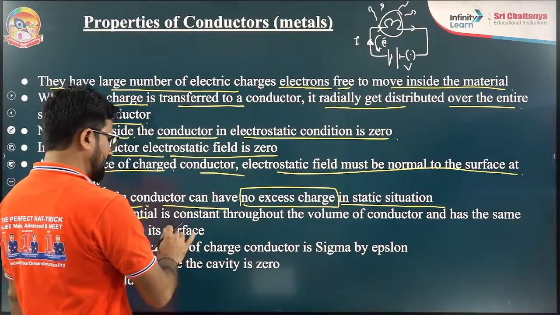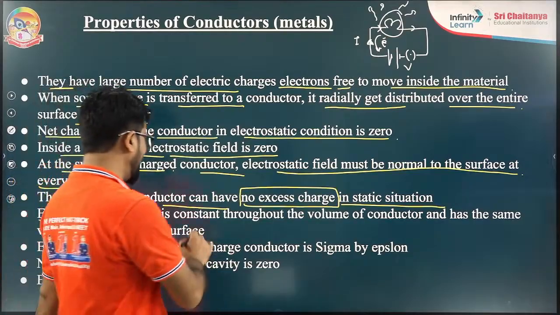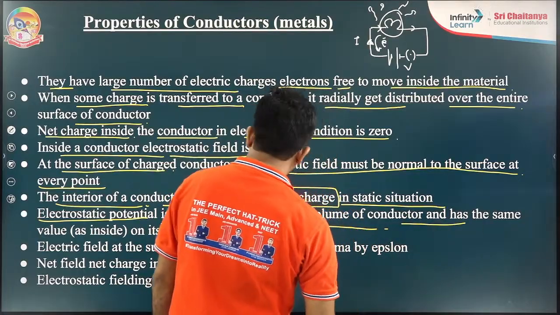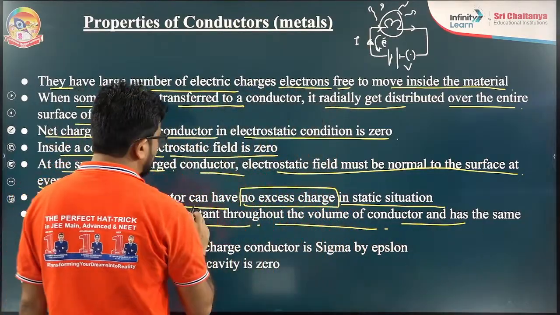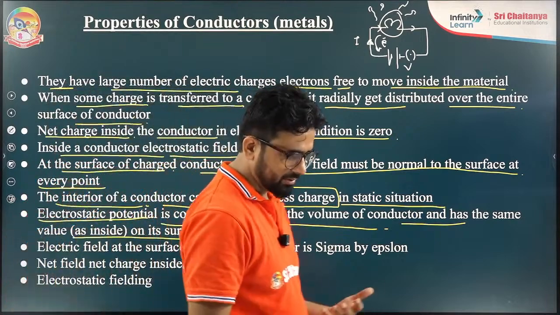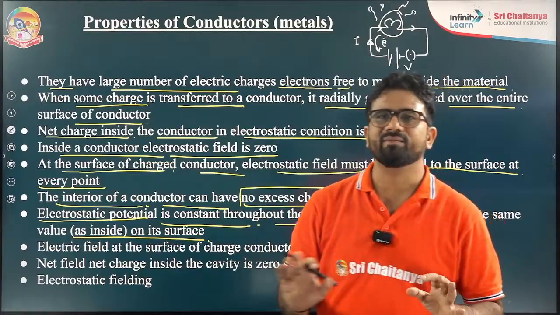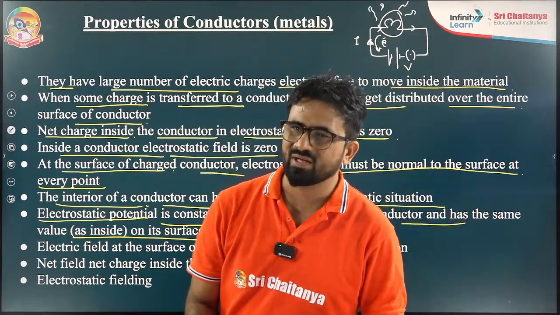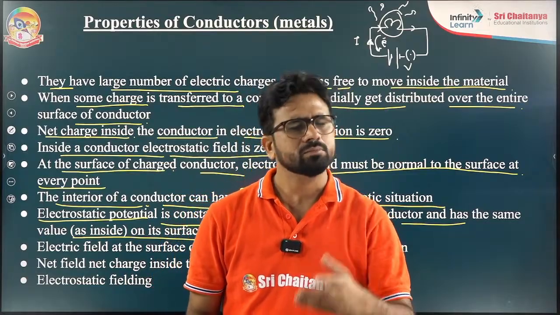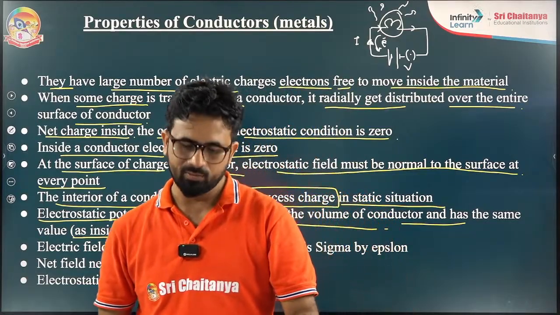The electrostatic potential, we will learn it with time, is constant throughout the volume of the conductor and has the same value on its surface. Just remember for now, in an electrostatic situation, the potential is the same everywhere. Now you will say, sir, we have not studied electric potential, so please don't explain. I am telling you a 10th class thing, you will remember.